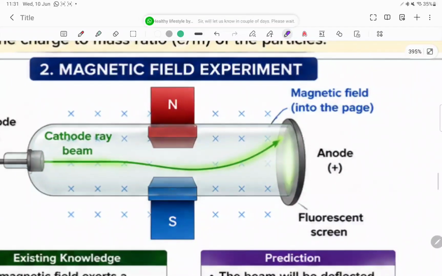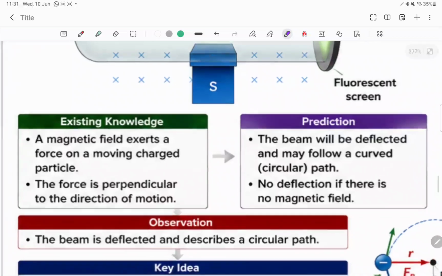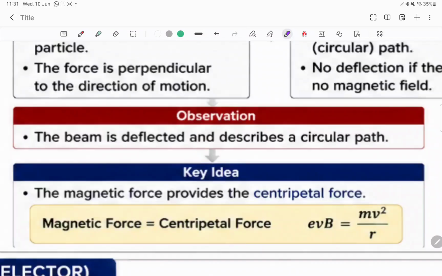So if there is no magnetic field, our particles traverse in a straight line and form a bright spot over here. But what we are observing here, see, the path has changed, curved here. The path is curved and changing direction. What is the observation? The beam is deflected and describes a circular path. The magnetic force provides the centripetal force. What is this?